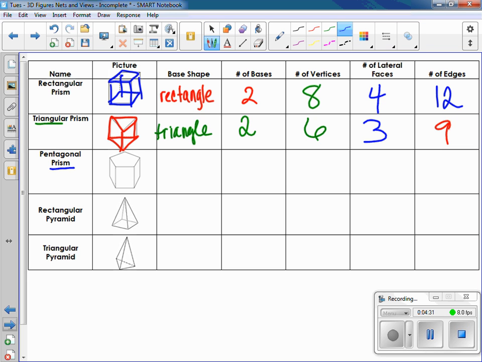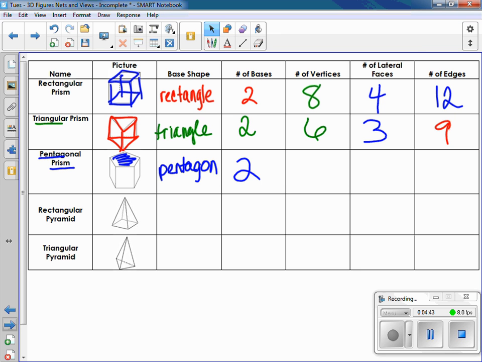Pentagonal prism. Prism means it has 2 bases. Pentagonal means that the base is a pentagon. Okay, so here's my pentagon base. Vertices. There are 5 around the top and 5 around the bottom. Even though you can't see it, it's still a vertice back there. So that makes 10 total.